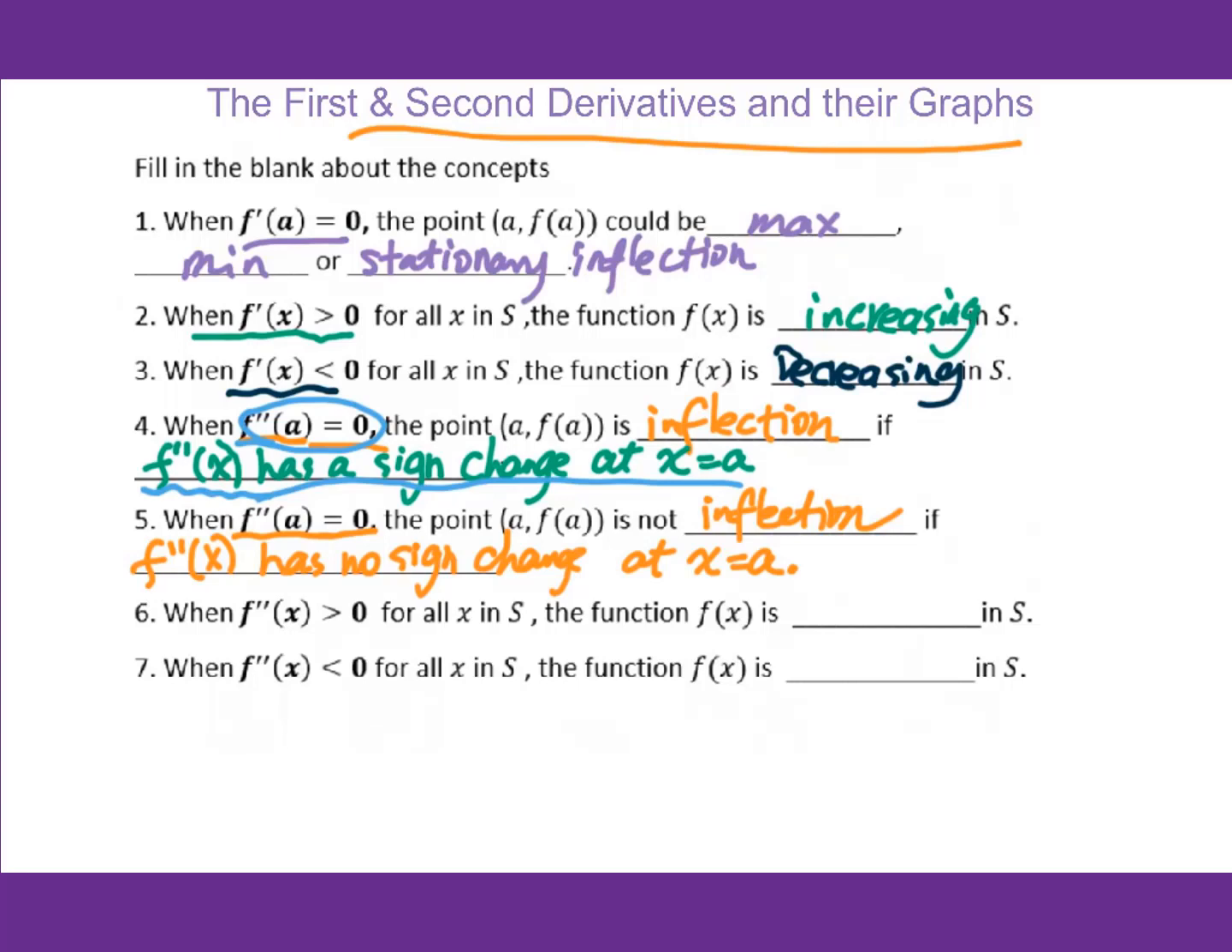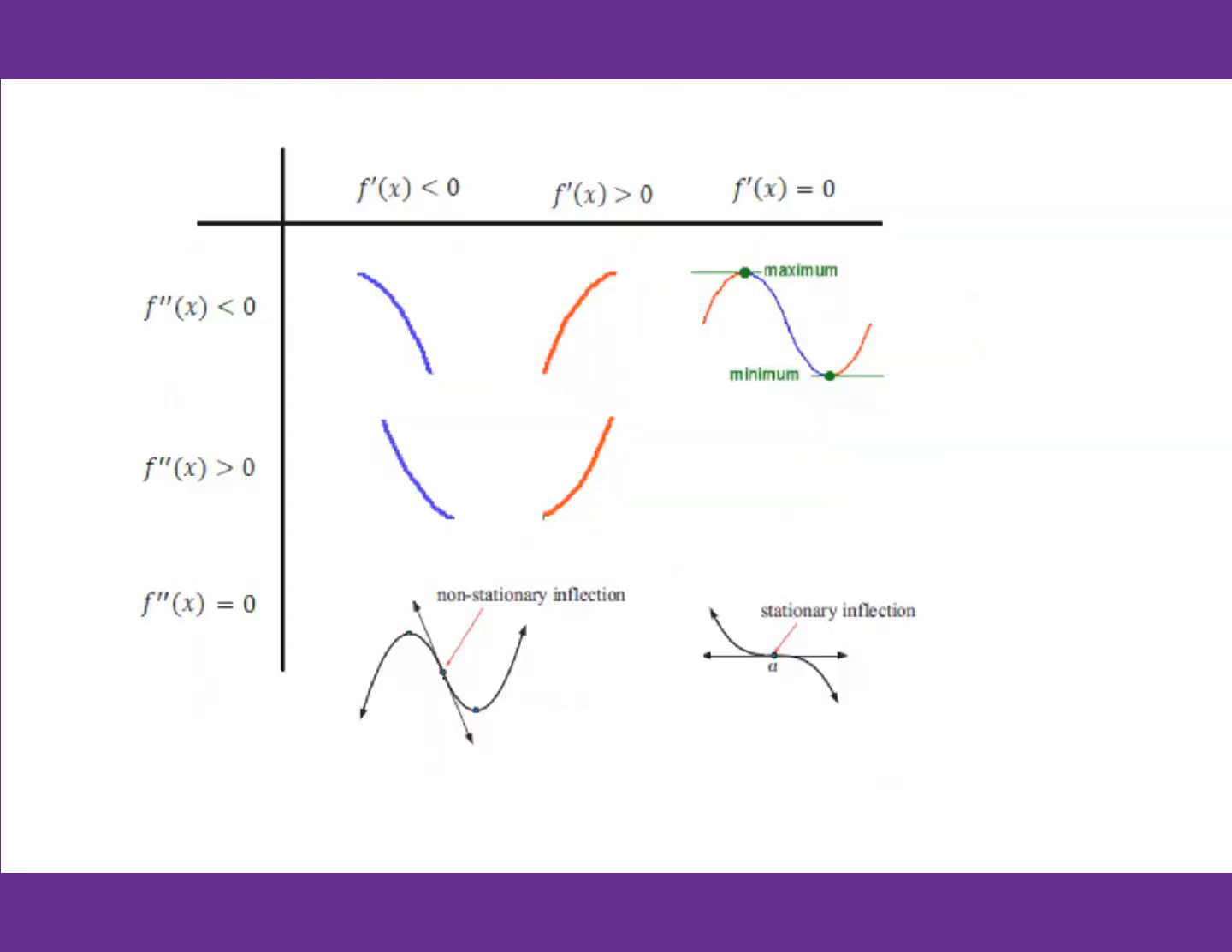When f double prime of x greater than 0 means the function is concave up. When f double prime of x less than 0, the graph is concave down. This diagram is for you to remember.